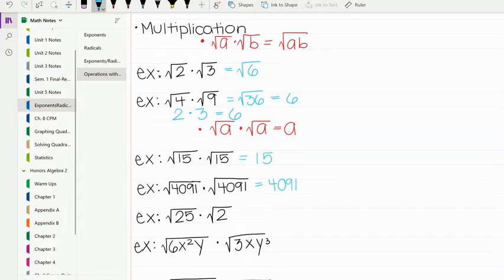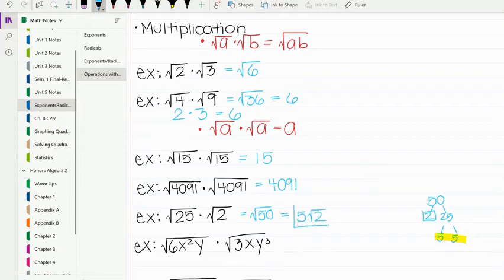Okay, if I have root 4091 times root 4091, I just get 4091. Now these are different, so we'll have to do a little bit more work, but I have root 25 times 2, so this would be root 50. Can I simplify that? Let's see if we can. We would get 2 and 25, and then 5 and 5. So we have our pair of 5s, and then we have a lonely 2. So this ends up actually being 5 root 2.